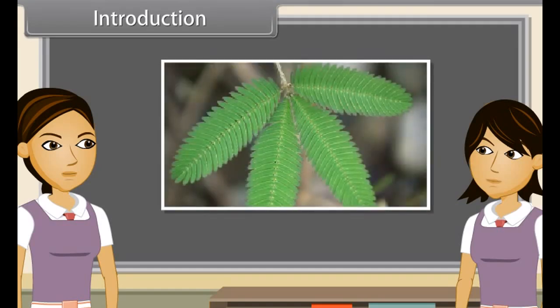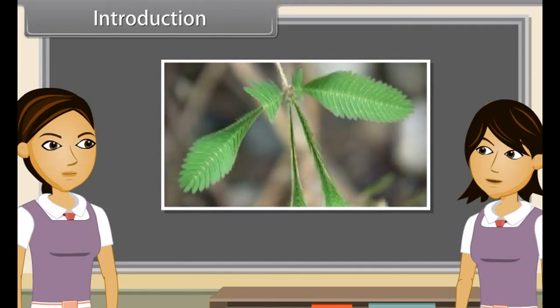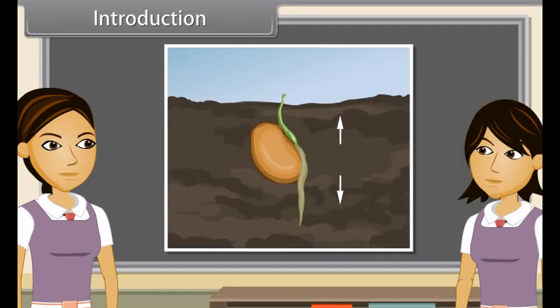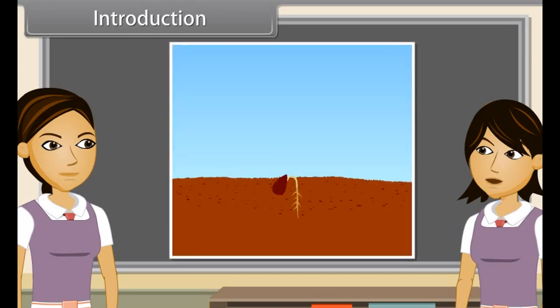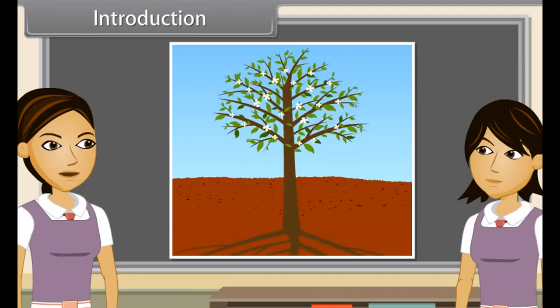So we can say that plants can sense the presence of stimuli and respond to them. We can also say that the hormones in plants coordinate their behavior by affecting the growth of a plant. Yes, and the effect on growth of the plant can result in the movement of a part of a plant like root or stem. The plants respond to various stimuli very slowly by growing.